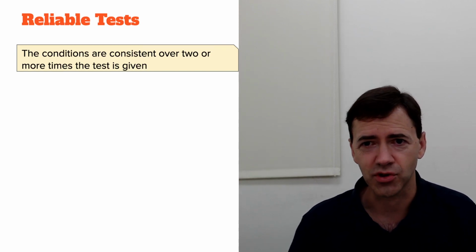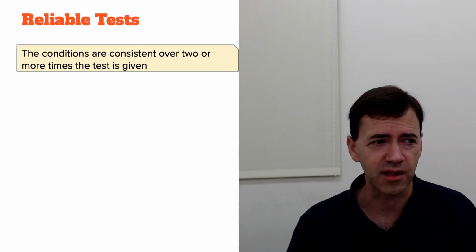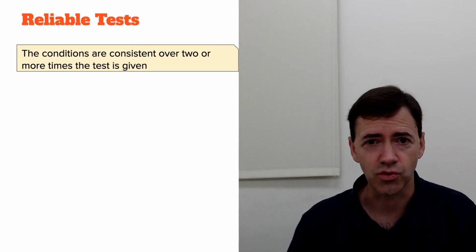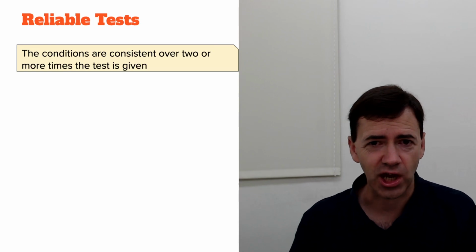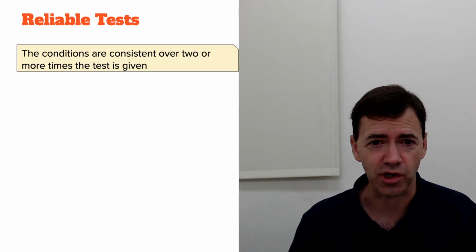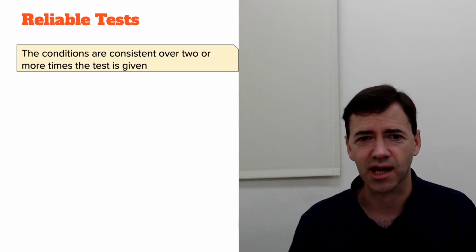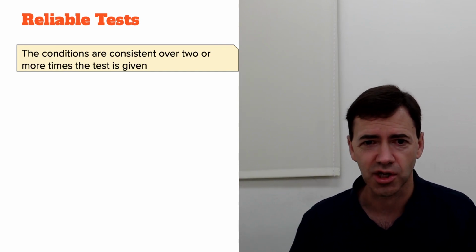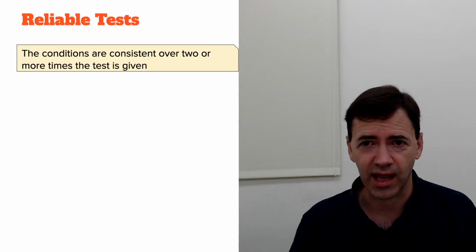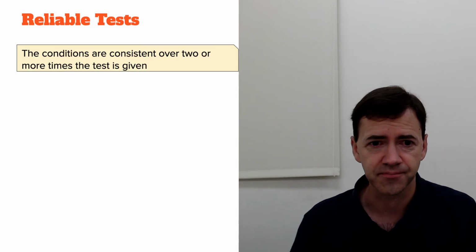Maybe for example, you give the test in the first year and you use English and Chinese to read your instructions. But then the second time you decide, I'm not going to use Chinese this time, I'm only going to use English. Now you've changed the condition and you may get different results.